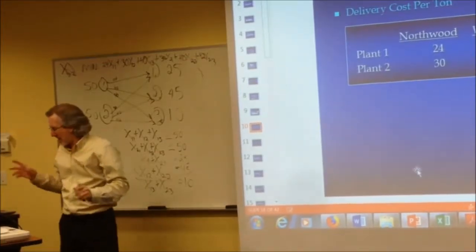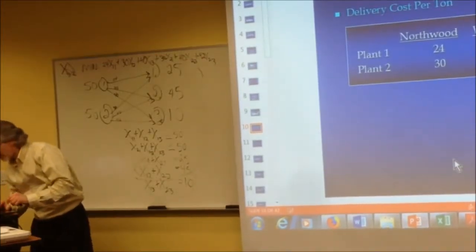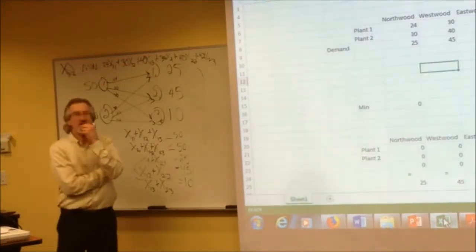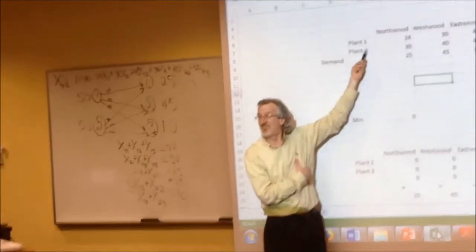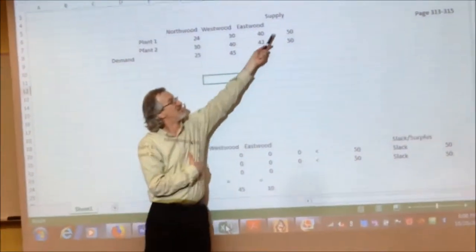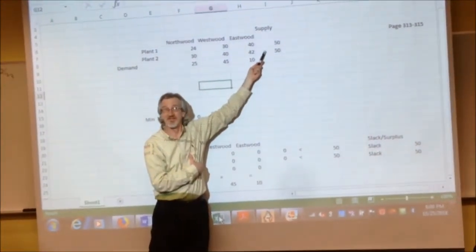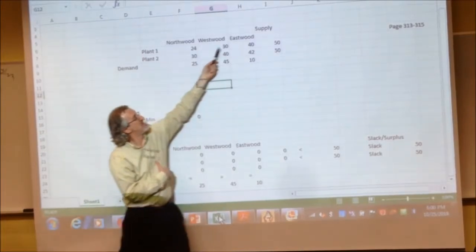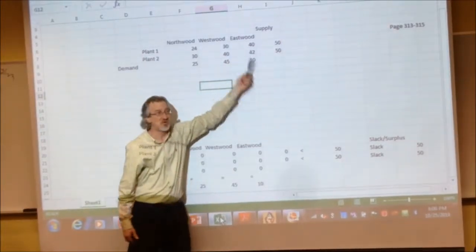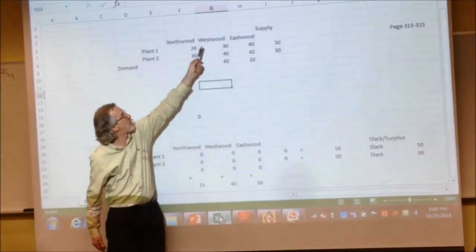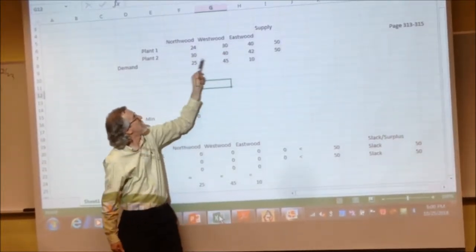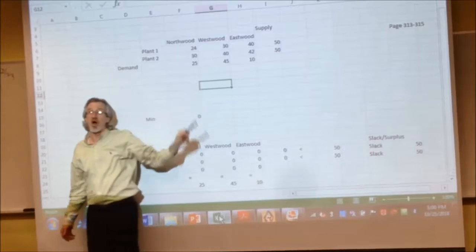You ready? Let me see here. Plant 1, plant 2 can provide 50 tons each, right? 50 is your supply. Here are our 3 destinations it could be shipped to. Here are their orders: 25 for Northwood, 45 for Westwood, 10 for Eastwood, and in the middle are those costs.